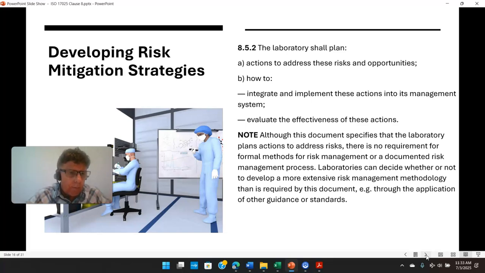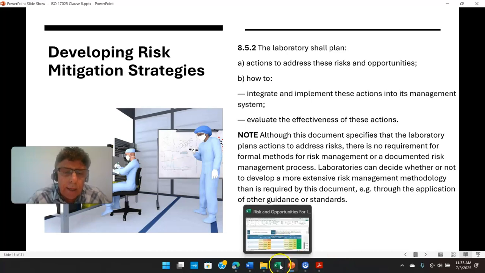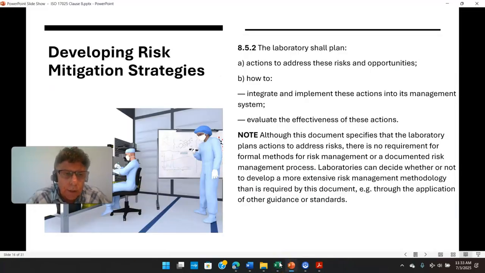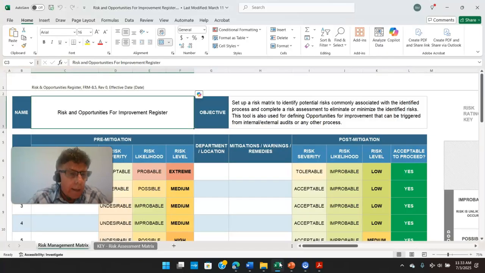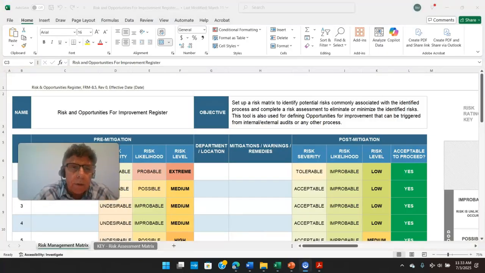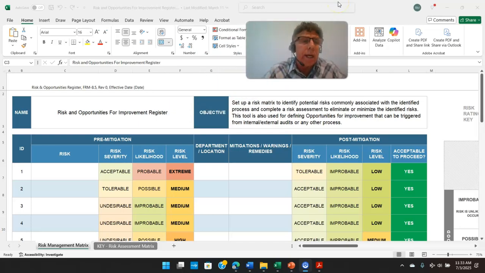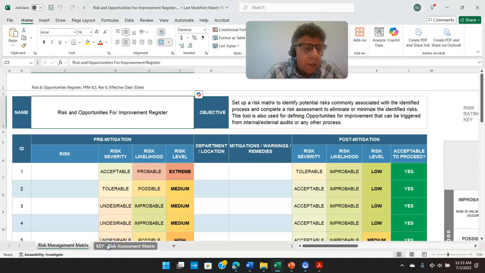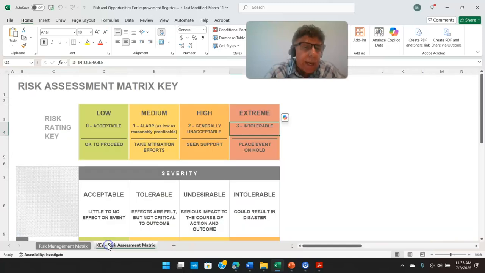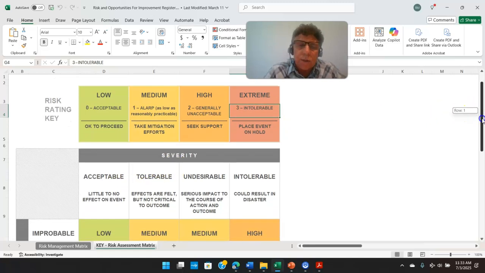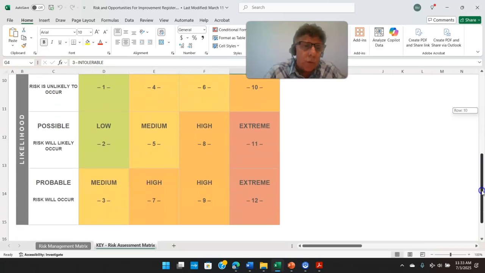So in my documentation package, I have a document that I'll share with you that is a great way of tracking risks and opportunities. It's called a Risk and Opportunities for Improvement Register. And it's really a good document. It has a key that sort of defines the risk matrix and how they're defined. We have low, medium, high, extreme, what that means, what does acceptability mean, and it acts sort of as a work instruction, if you will.